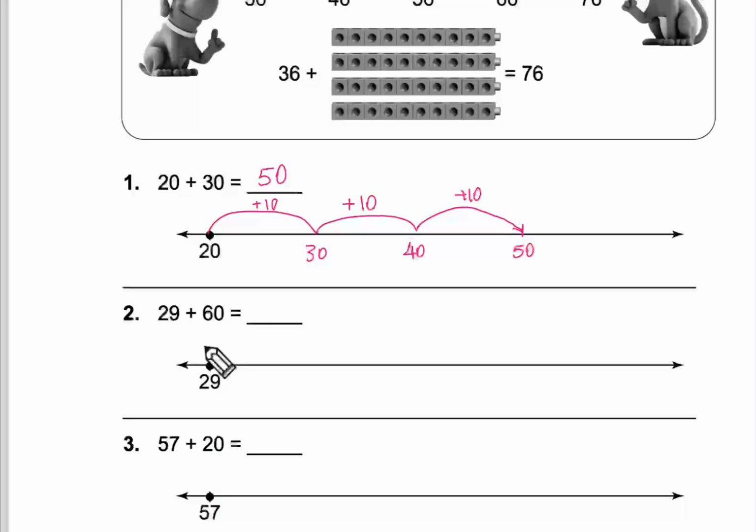So for the second one, you will make 6 jumps of 10. We start at 29 and make 6 jumps of 10. For the third one, you make 2 jumps of 10. Start at 57 and make 2 jumps of 10.